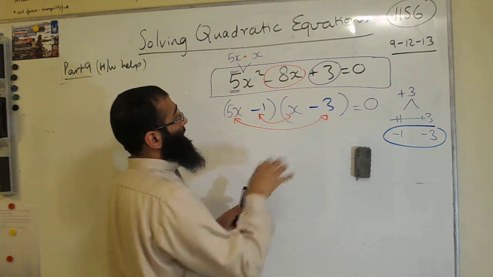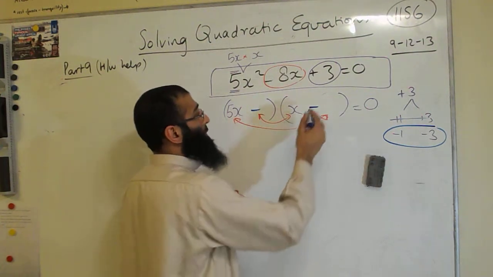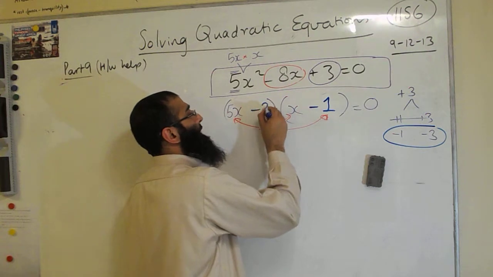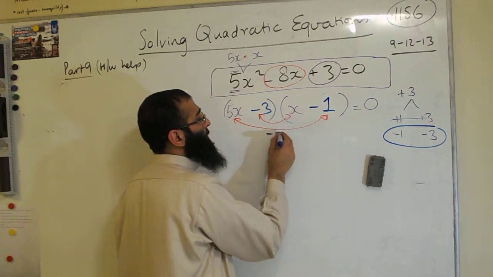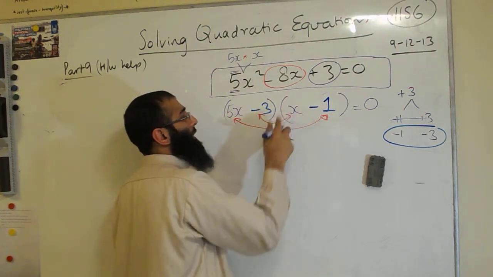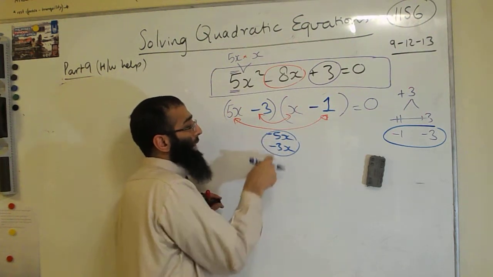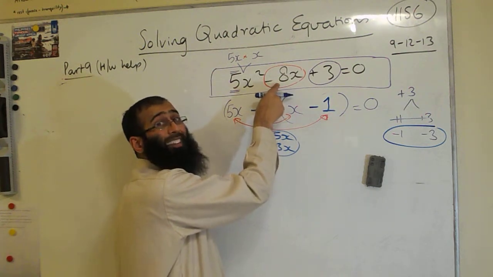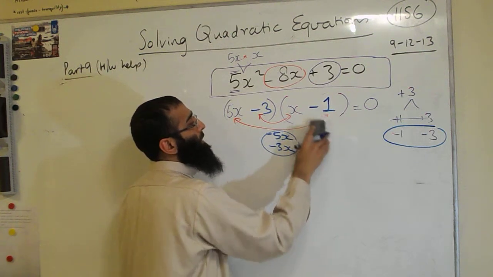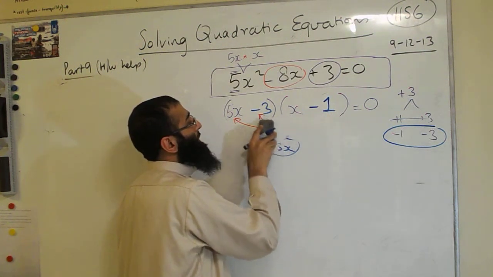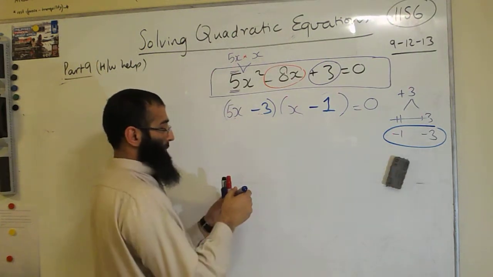Okay, so let's swap them over, put the minus 1 in the correct position and the minus 3 in the correct position. Now 5x times minus 1 will give you minus 5x. Minus 3 times x will give you minus 3x. And look at that, when you add these two up, it gives you minus 8x. So that's the right order for those factors. Let's get rid of all these lines now, so we can start to finish off this question.